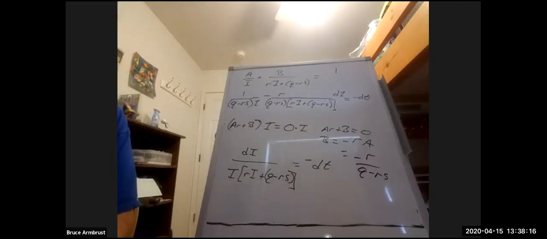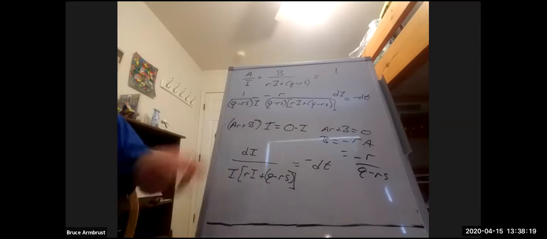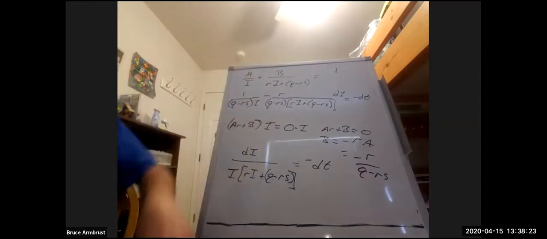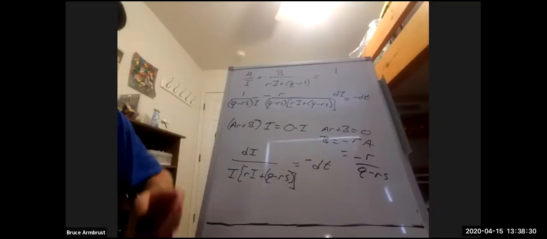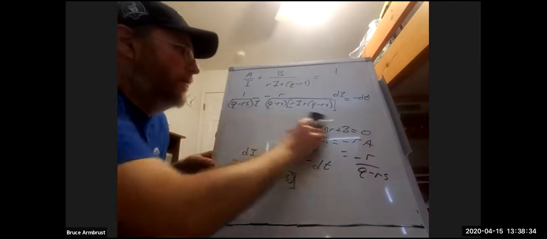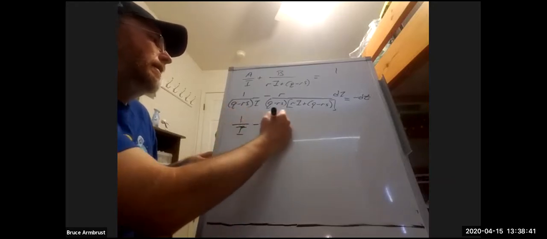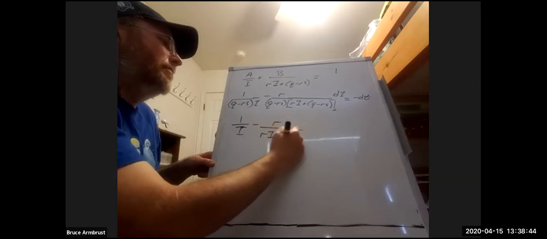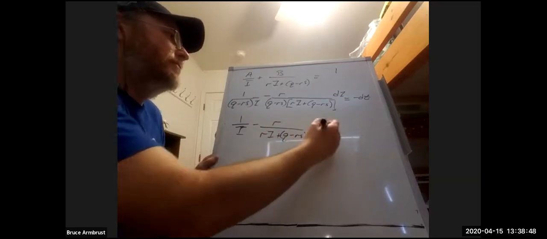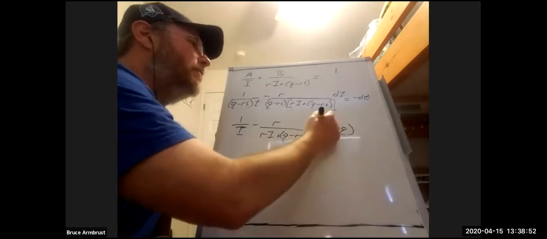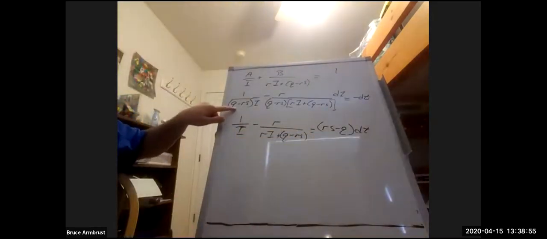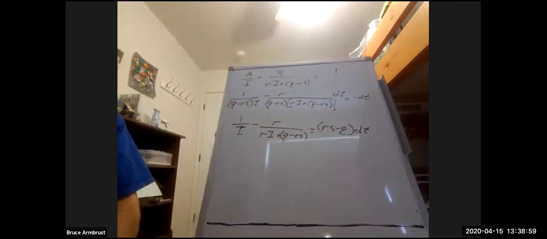And I'm going to do one more thing before we actually integrate. I'm going to get rid of this Q minus RS. I'm going to multiply both sides by Q minus RS. And so if I do that, this will look a little bit better. We're going to have 1 over I minus R over RI plus Q minus RS is equal to RS minus Q dt. And I changed the order of these because I had the minus sign. I think it'll just be a little bit easier if we do that.